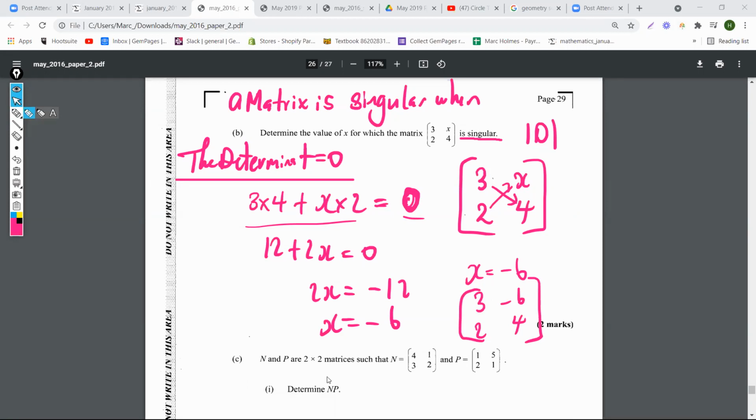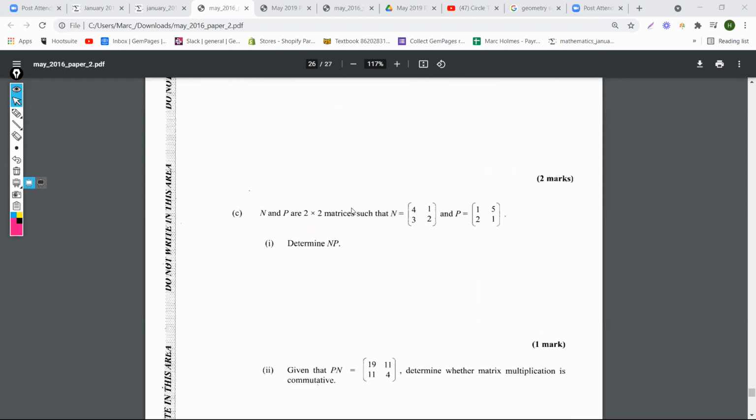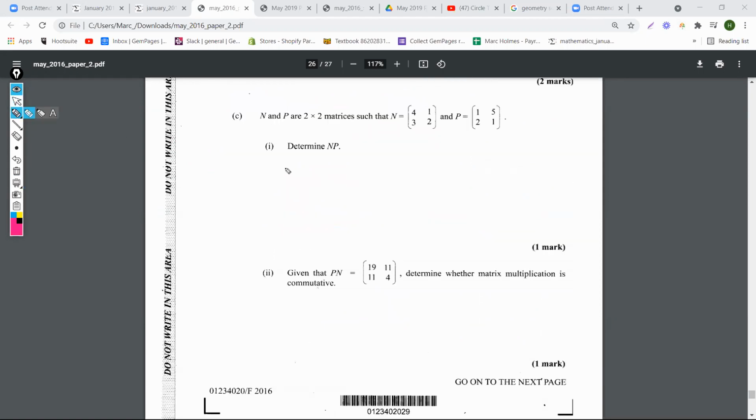I hope it makes sense to you guys. Yes, so let's move on from this. This one now says N and P are 2x2 matrices, and all I need to do is multiply N times P. So 4, 3, 1, 2 multiplied by 1, 5, 2, 1.